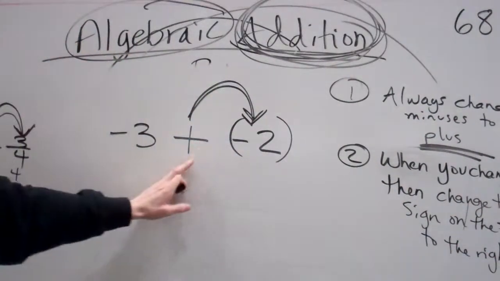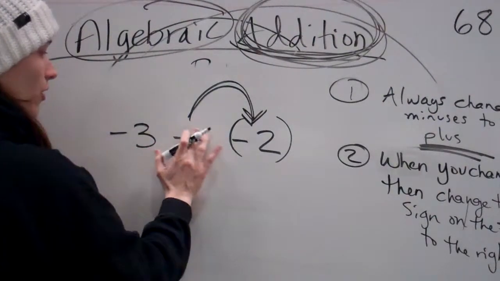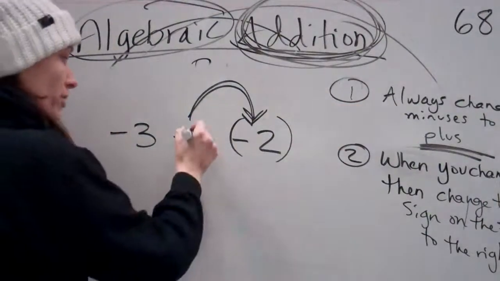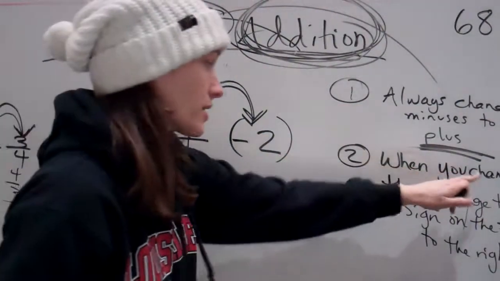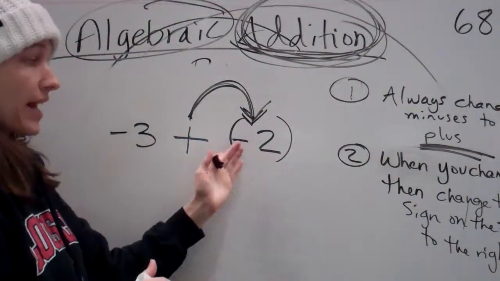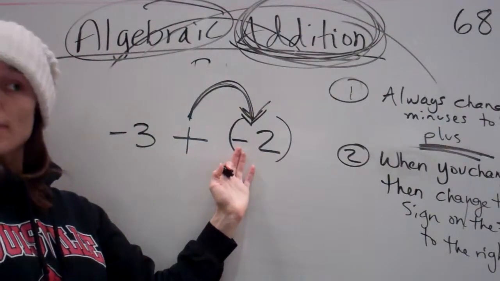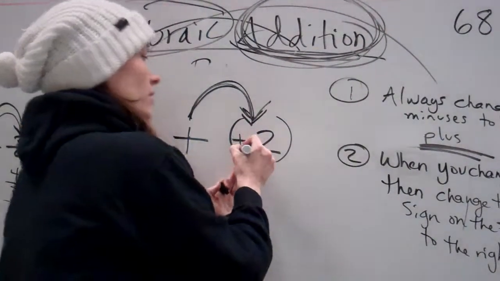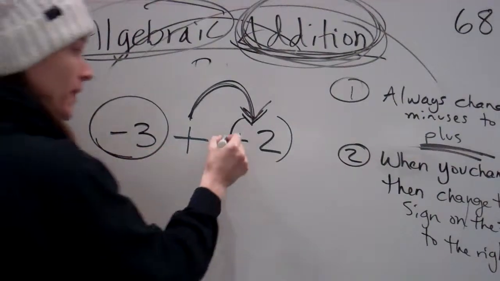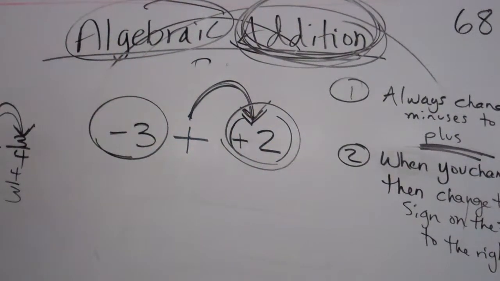Okay, so did everybody see what I did? Here we go. I see I have a minus, and what am I supposed to do? Change my minuses to a plus. And when I do that, I'm going to change the sign on the number to the right. And right now this sign is a negative. So what am I going to change it to? Positive. Now it becomes one of those problems we were just working with. I have a -3 and a +2. Do I have different signs or same signs? Different. Okay. Go back to your rules.